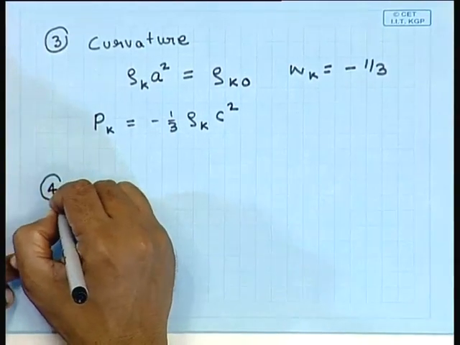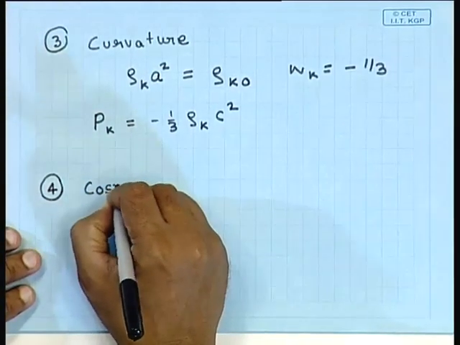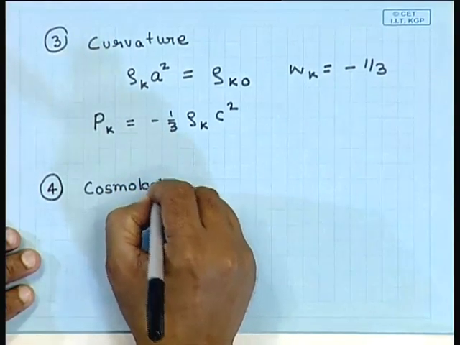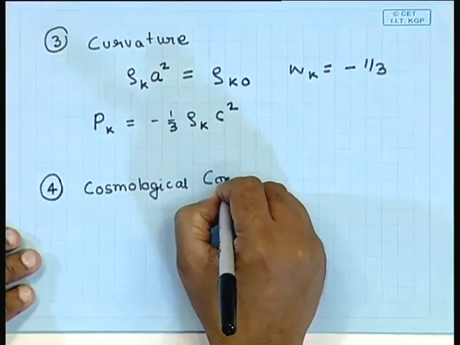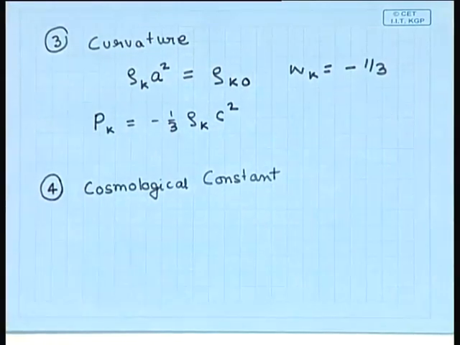The fourth component that we shall consider is the cosmological constant. Now, what is this cosmological constant? It is something absolutely new for us. We have not encountered it earlier. Einstein's theory of general relativity admits the possibility of such a constant called the cosmological constant.